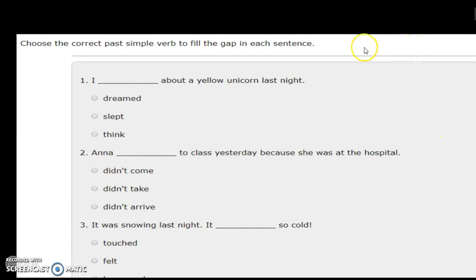Following the exercise online: choose the correct past simple verb to fill the gap in each sentence. The student can practice the irregular verbs, filling in the gap and checking the learning.